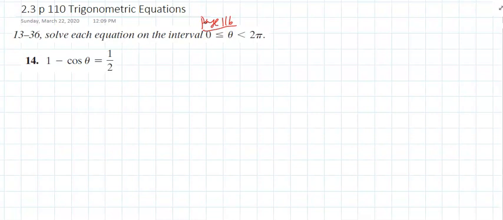So, the way you would solve any equation in math, you isolate the name by itself, right? So this is a trig equation, nothing different. I need to isolate the trig function by itself. I would subtract one from both sides, and I would divide by a negative.